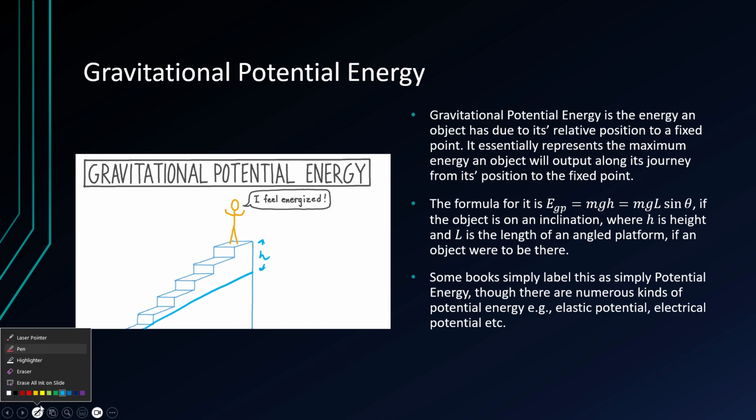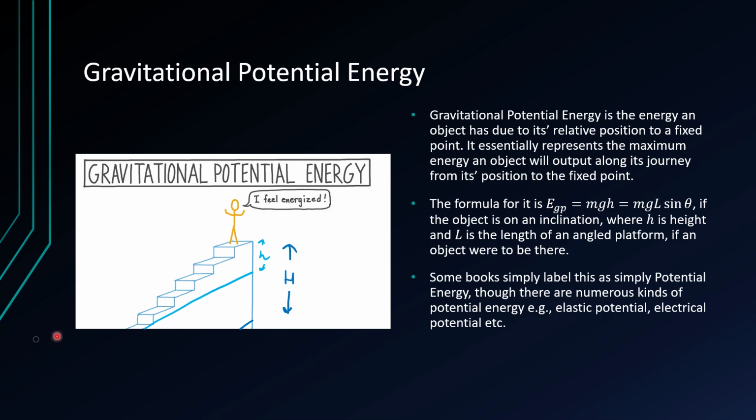But if we change our reference point to somewhere, say, down here, he will have a new height, which I'll call capital H. So it really depends on what your reference point is. However, for most physical problems that we're going to be discussing, the reference point is the ground. So the floor is where we're going to consider the height to be 0.